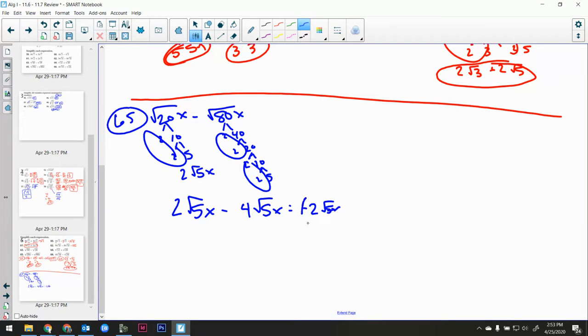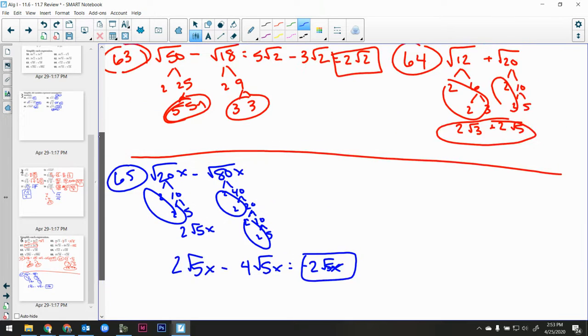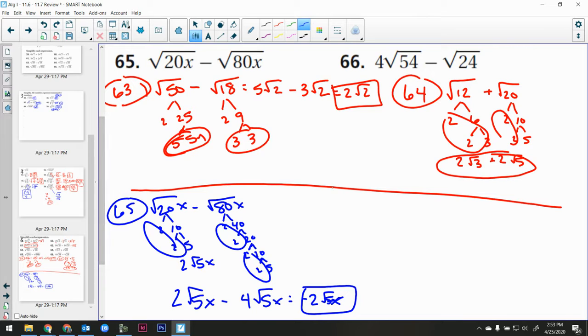Oh my gosh, I keep clicking the button. Okay, one more problem here. Here's 66. I've got 4 radical 54 minus radical 24.